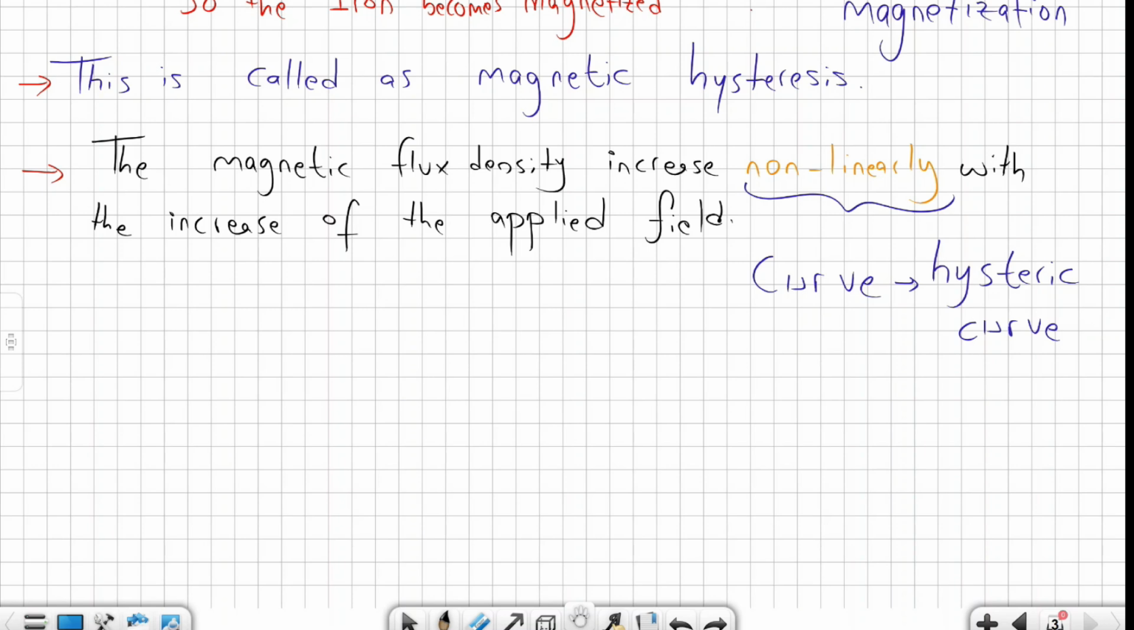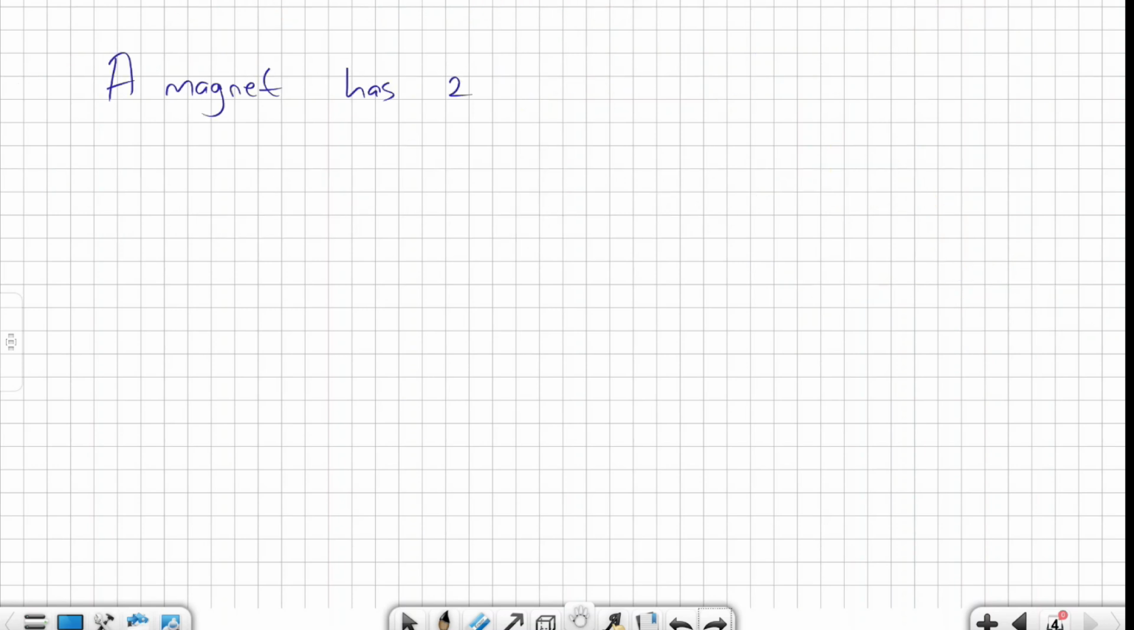Every magnet has two poles, and if we break a magnet into two pieces or any number of pieces, each piece will have two poles.